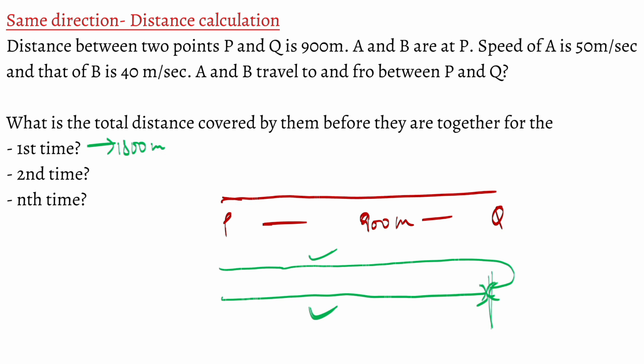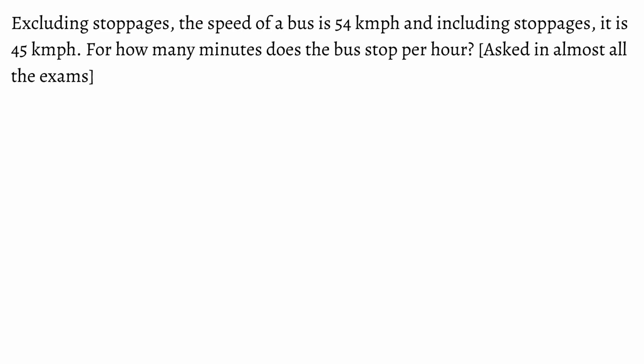I think you must have observed the difference between the same direction distance calculation and the opposite direction distance calculation. In opposite direction, it was 900 meters initially, that too for the first time, and in this case this is 1800 meters. Whereas the second time before they meet, the total distance covered by them will be one more 1800. So 1800 into 2. For the nth time it is n into 1800 meters. So this is a concept.